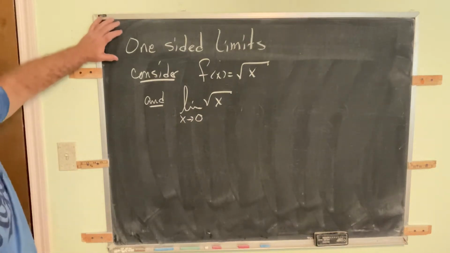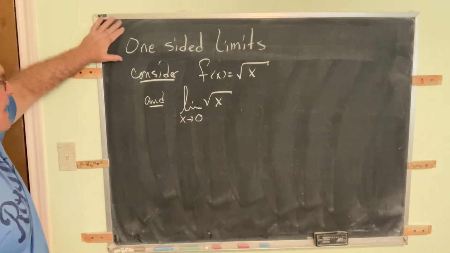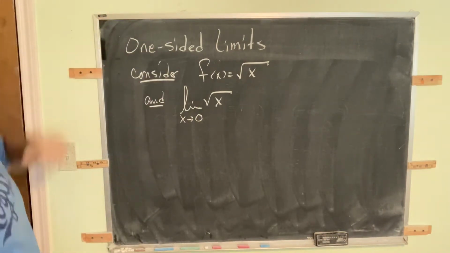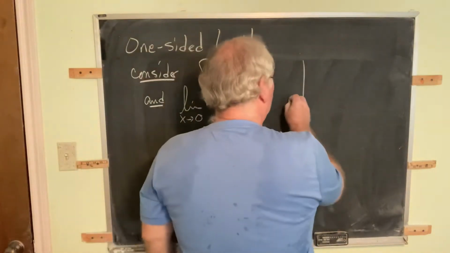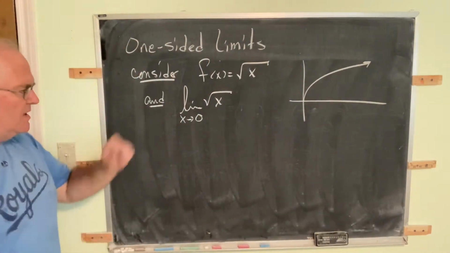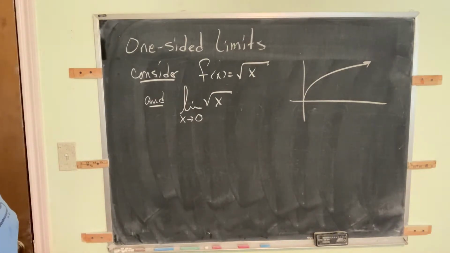Our next notion is that of one-sided limits. One-sided limits. Forgot my hyphen. One-sided limits. Consider the square root function. Now, we all know the square root function from our glory days back in basic algebra. The question is, what is the limit as x goes to 0 of the square root function?